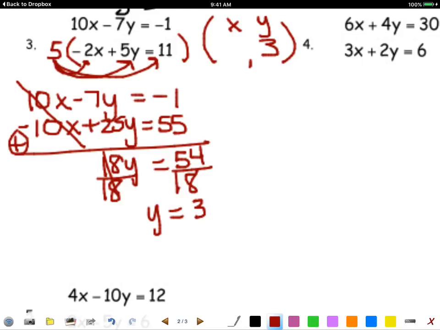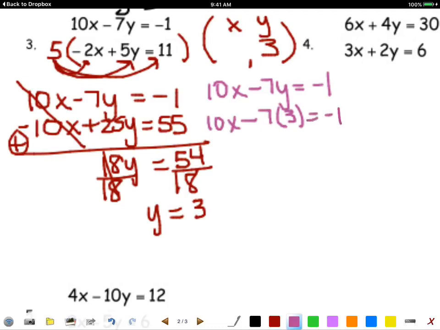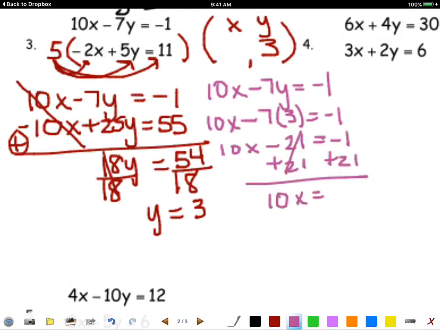All right. Next, now pick an equation. The top one? Okay. So we have 10x minus 7y equals negative 1. And y is 3. So make sure you go under the y and put the 3. Copy everything else down. Do that multiplication first. So we end up with 10x minus 21 equals negative 1. Add 21. Good. Get rid of that minus 21 by adding 21. So we end up with 10x equals 20.